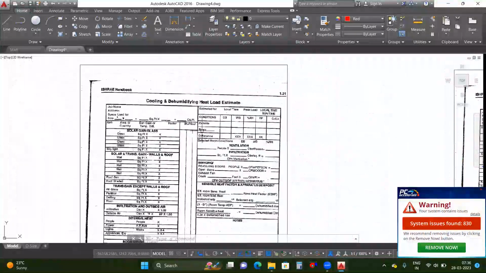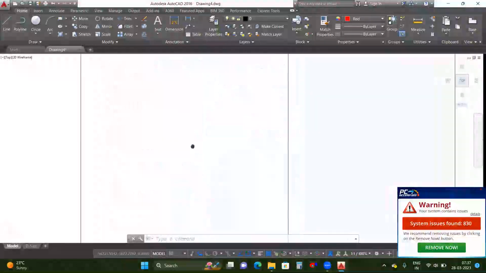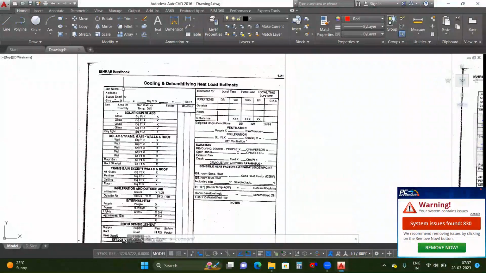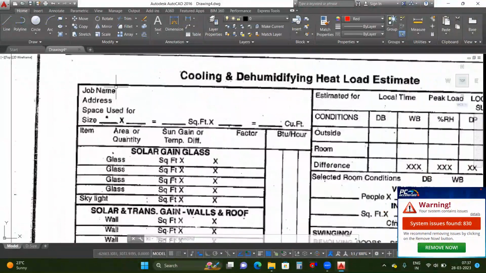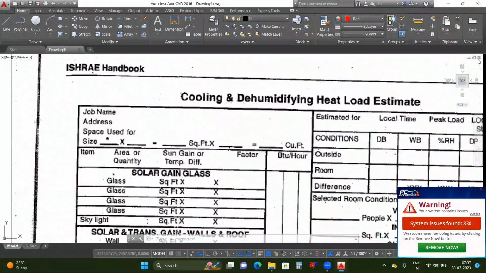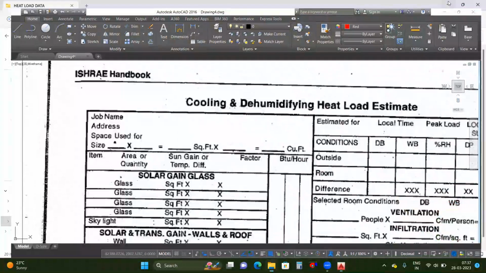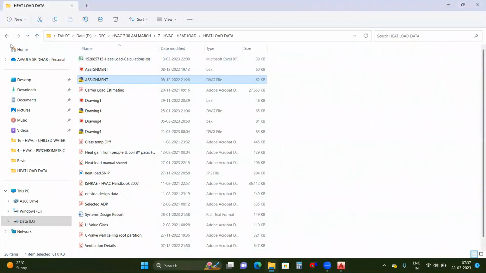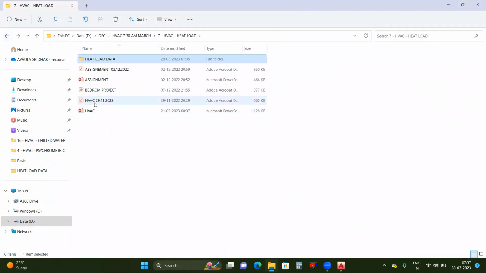So fine, this is our heat load calculation sheet. First we need to enter some data here: the job name, address, and space used for. For the job name, we need to take one example, which we have already seen in our last class. So I will open that.